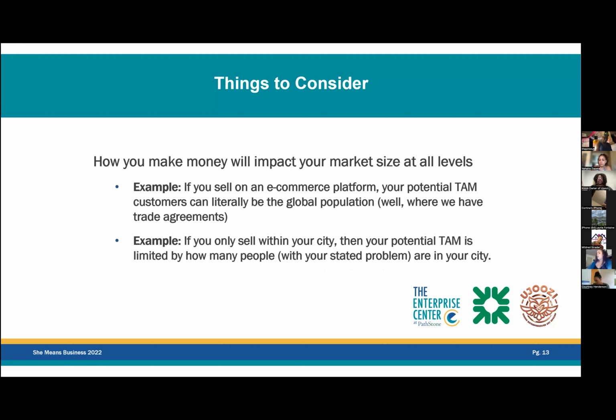So, things you want to consider: how much money will impact your market size at all the levels? This gives an example. If you sell on an e-commerce platform, your potential TAM customers can be the globe, like we talked about, all the people in the world who can buy your purse. If you only sell within your city, then your TAM is limited by how many people are in your city with that problem. So now we're taking it down to this little view that says, this is who I've decided I'm going to target: people in my city.